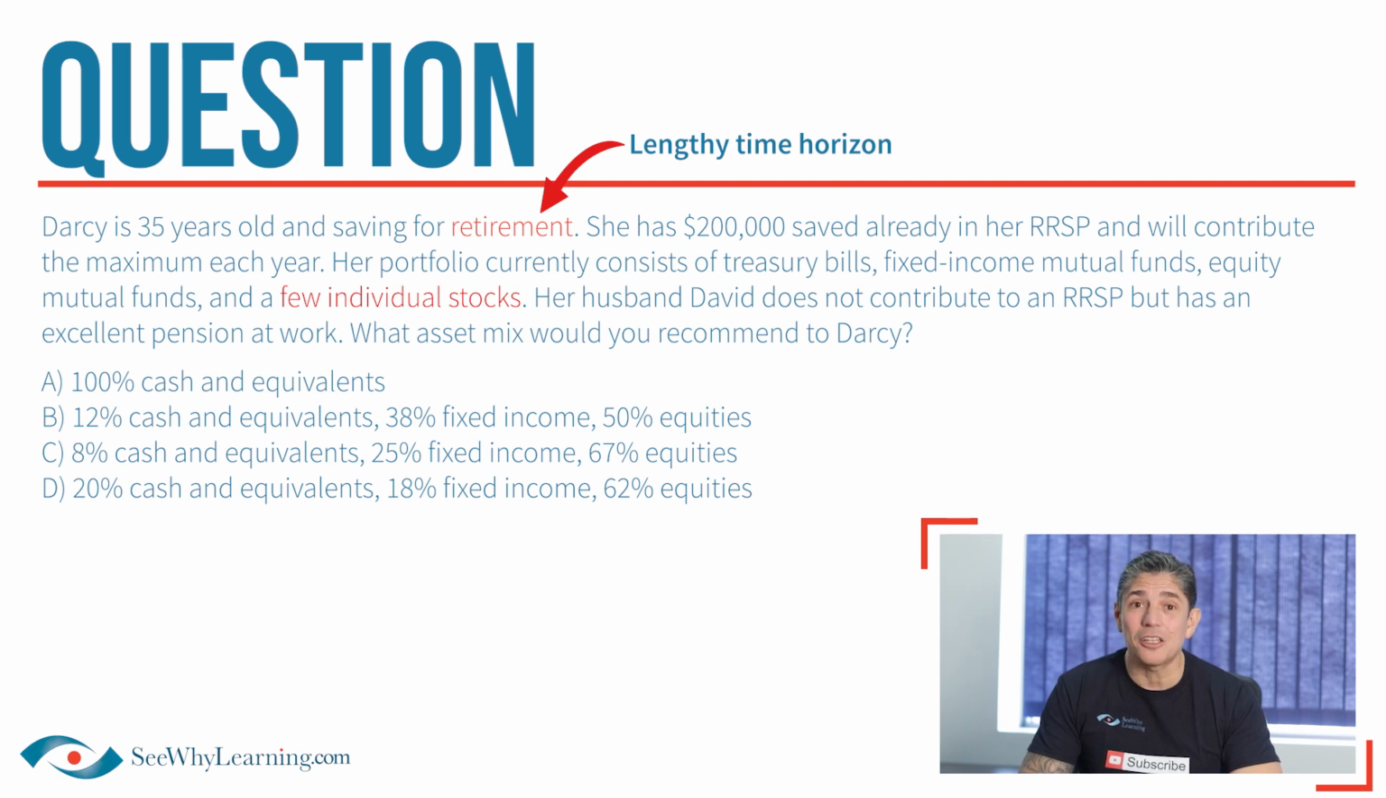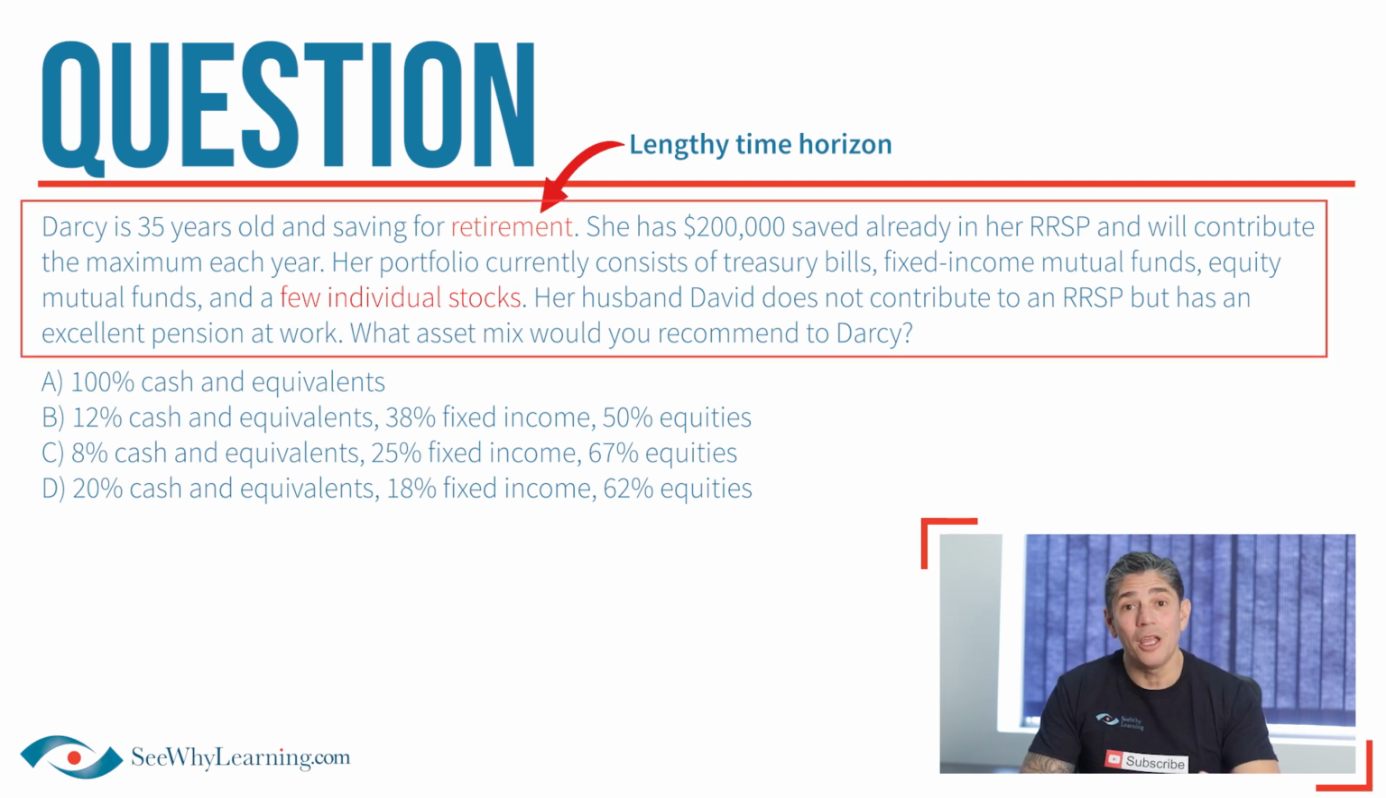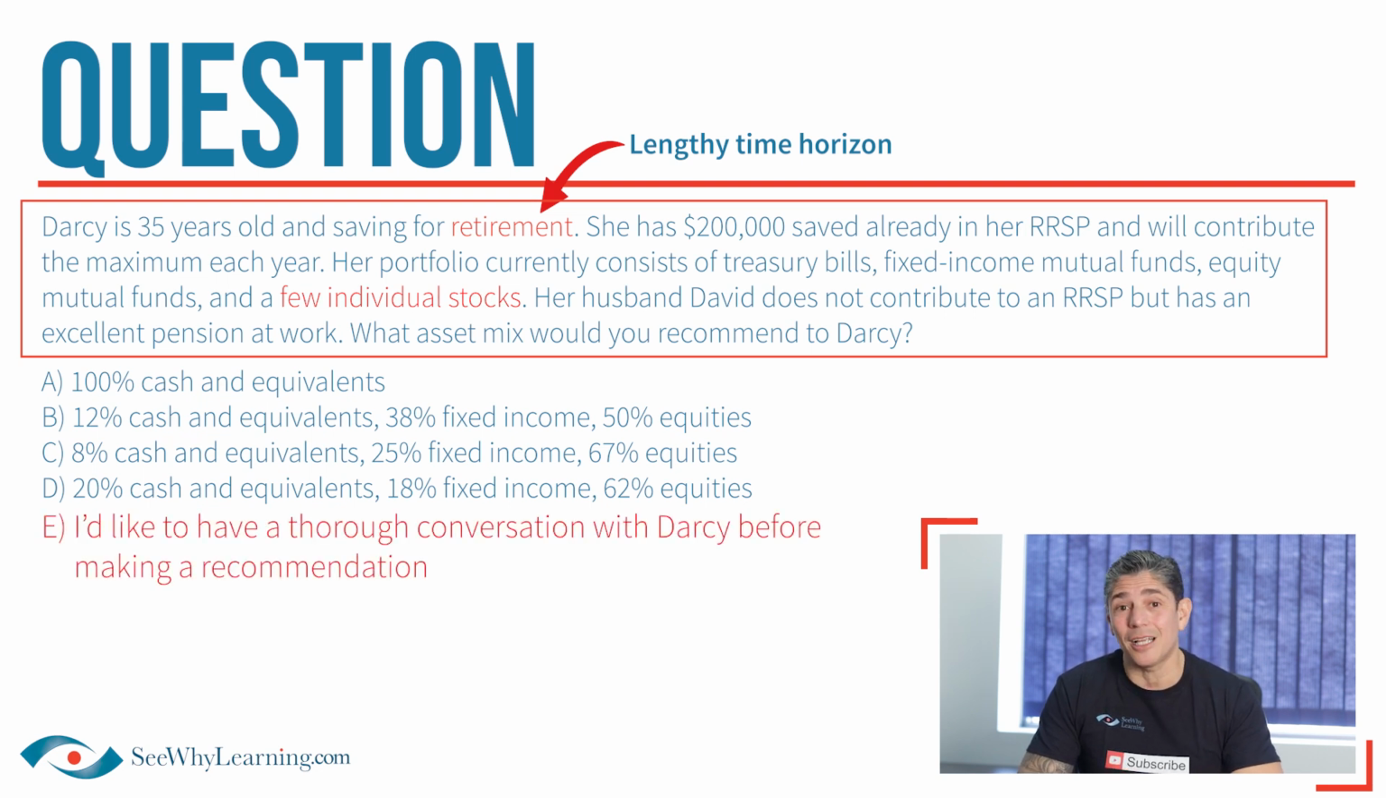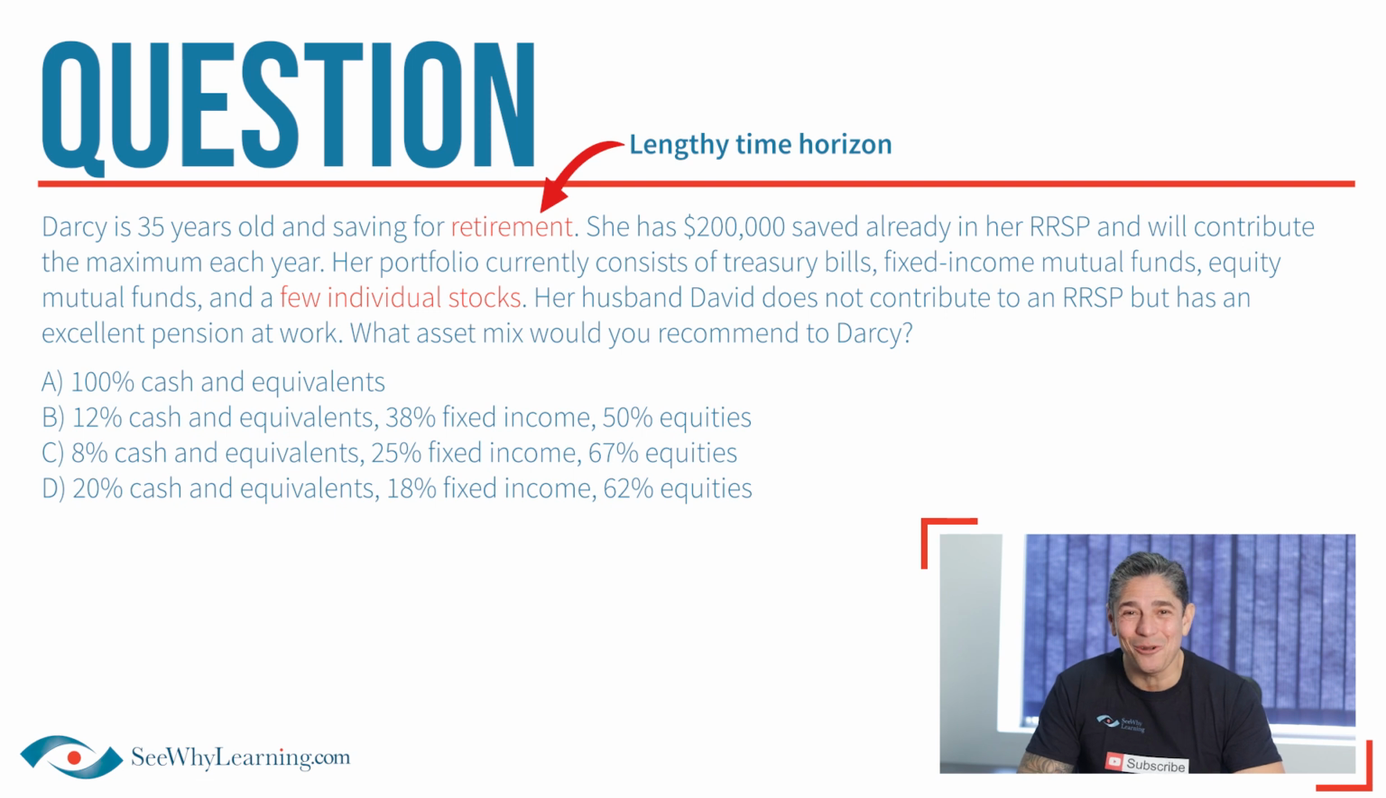Now, I acknowledge there isn't too much info here. It's only one paragraph. I wish there was an answer E that said something like, I'd like to have a thorough conversation with Darcy before making a recommendation. But that isn't the case. Get used to it. You're going to have to pick the best answer. In the real world, though, you'll get to have a conversation with the client. Here are 3 tips that will help you pick the best answer.